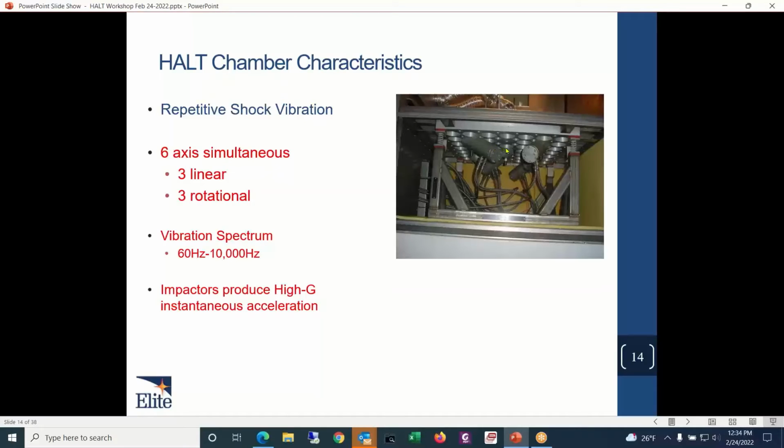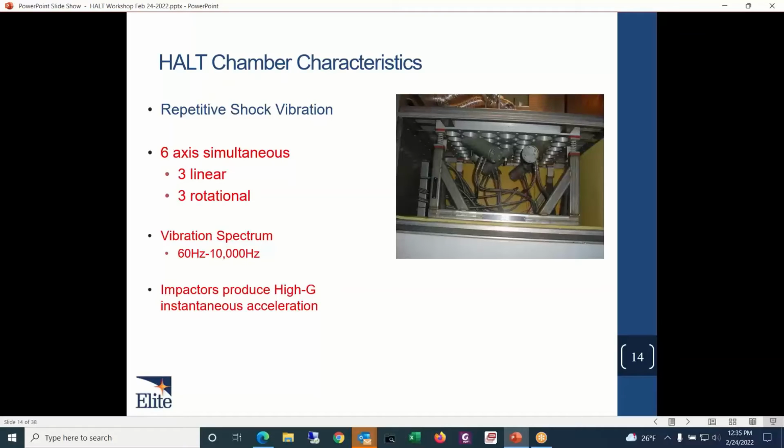You don't have to repeat vibration in 3 axes. Really, you run the test one time and you get pretty equivalent vibration in all 3 axes. There's some difference, but it's relatively equivalent and relatively equal. The other thing about HALT is that the spectrum ranges from about 60 hertz to about 10,000 hertz, and that's good and bad in some respects.